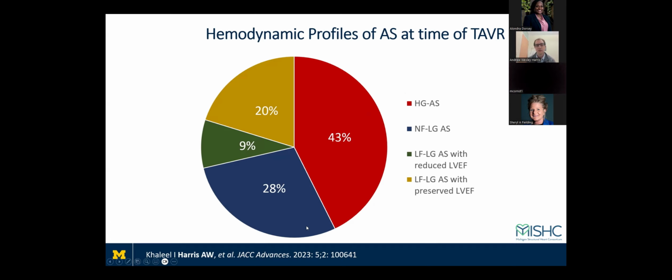And so that leaves more than 50% of the population that had low gradient aortic stenosis. And you see that this is broken down further into these patients in the yellowish brown here. 20% had low flow, low gradient AS with a preserved EF. These patients in the green here had low flow, low gradient AS with a reduced EF and accounted for 9%. And that leaves about a quarter of patients that have this so-called normal flow, low gradient aortic stenosis. So this is a fairly prevalent condition, and we really have to understand more about appropriately identifying these patients and treating them.